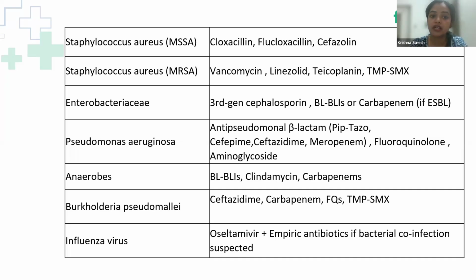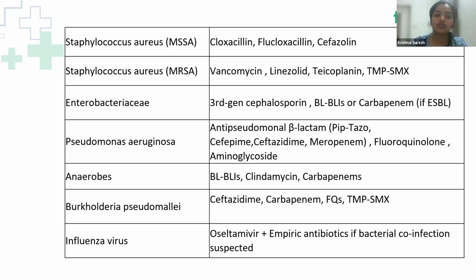But if the organism is an ESBL producer, ESBL is extended spectrum beta-lactamase, which means that the organism will be resistant to third generation cephalosporins such as ceftriaxone and will be susceptible to beta-lactam, beta-lactamase inhibitors. In that case, even if it is sensitive to beta-lactam, beta-lactamase inhibitors, the treatment of choice is carbapenems, and this is according to the MERINO trial.